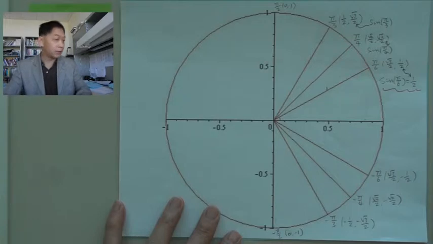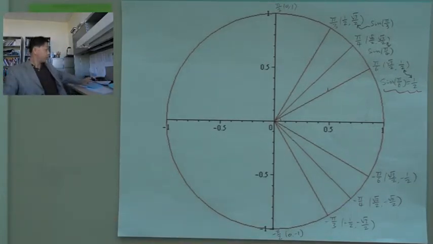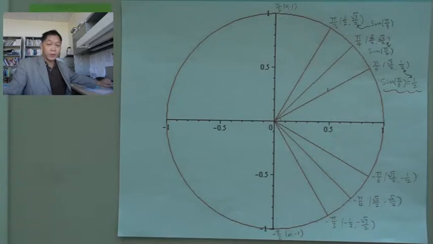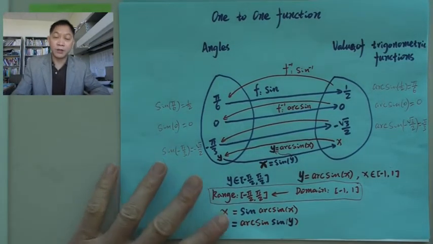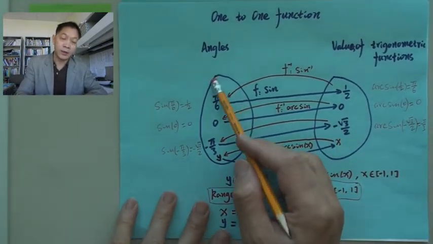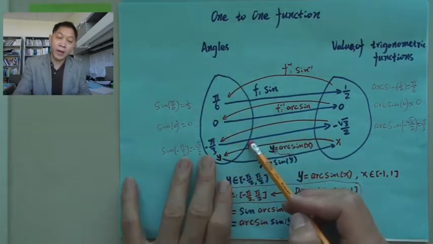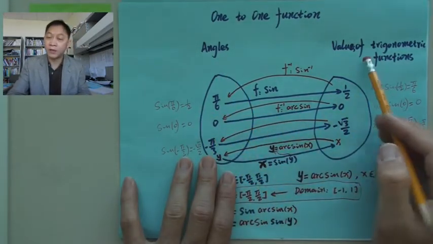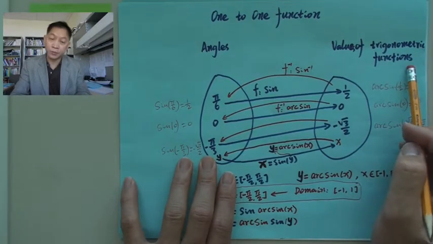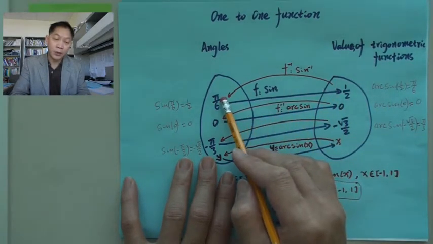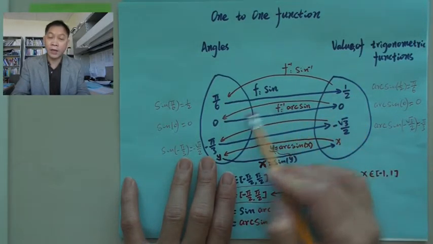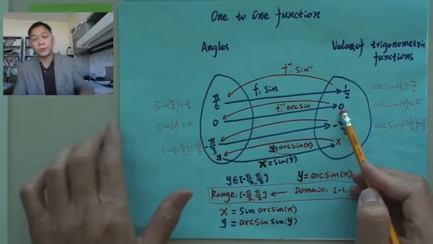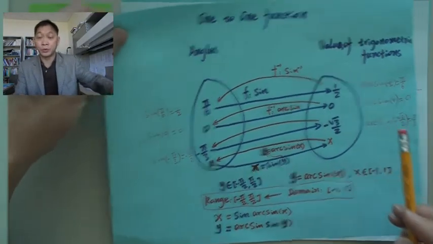Okay. Now, the inverse function, we can then use a picture to denote it. You know, previously what we did is from the left-hand side angle to find out values of trigonometric functions. Sine pi over 6, 30 degrees is 1/2. And sine 0 is 0. Okay. So far you should be sure.